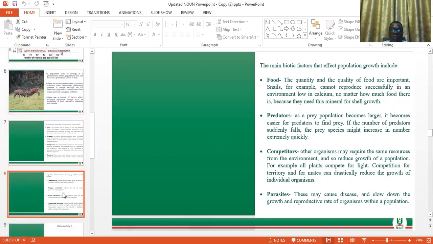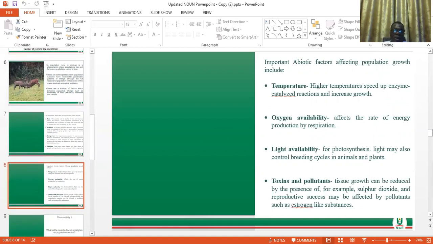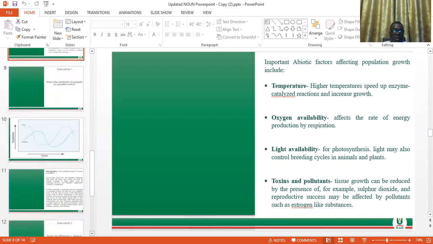And then the next slide shows abiotic factors like temperature, oxygen availability, light availability, toxins, and pollutants as factors that regulate population.